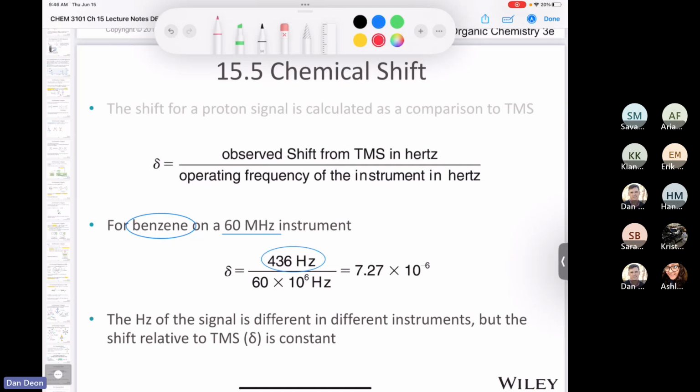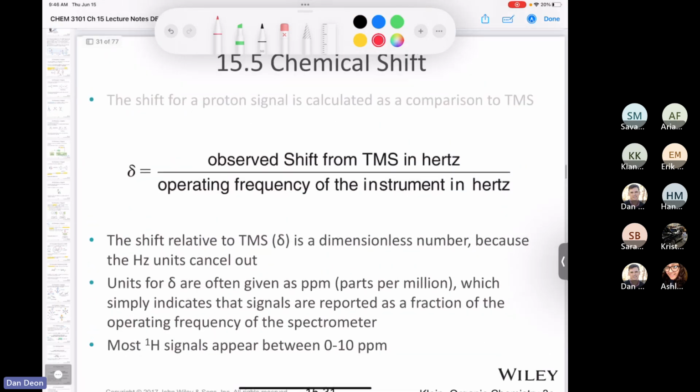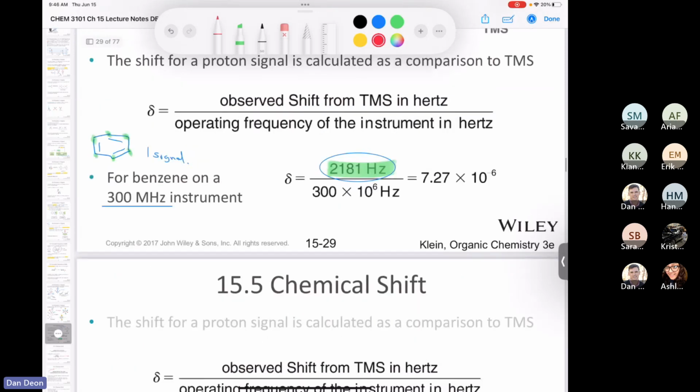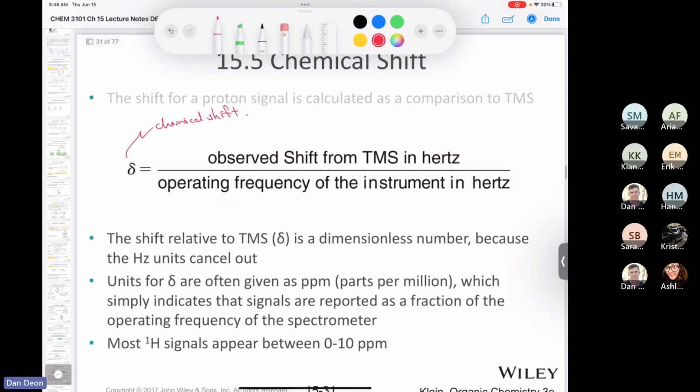Now you're probably looking at it and saying, well, hertz and hertz cancel, so this is a number that has no units. It's dimensionless, and you'd be absolutely right on that. And so what we do is we say the chemical shift, and this is the little symbol, a Greek delta. We use this for chemical shift. We just give that number in parts per million, so we multiply it by a million. Instead of 7.27 times 10 to the negative 6, you would say 7.27 ppm, parts per million. That's all we do, to make things really simple.